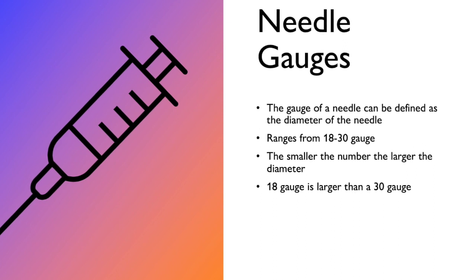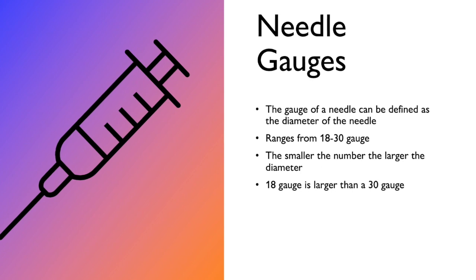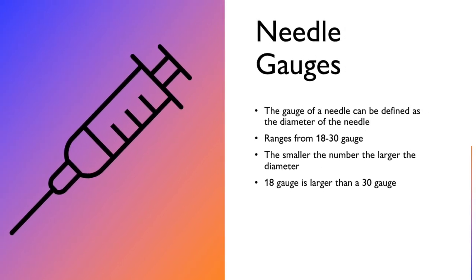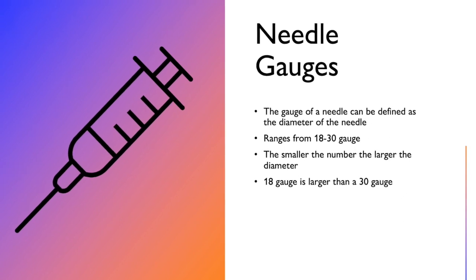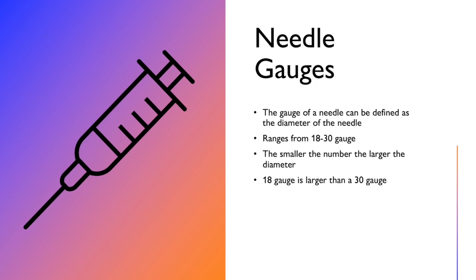Next up, I'm going to be talking about needle gauges. The gauge of a needle can be defined as the diameter of the needle. This ranges from 18 to 30 gauge, and with this, the smaller the number is, the larger the diameter. So for example, an 18 gauge is actually bigger than a 30 gauge.